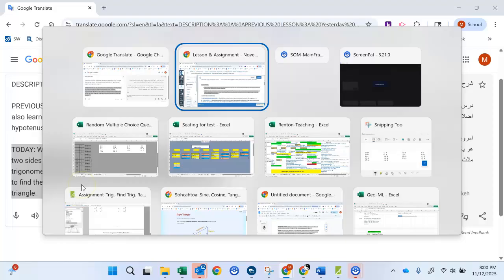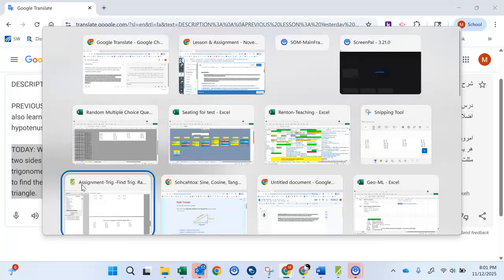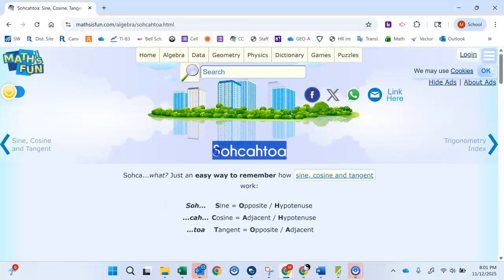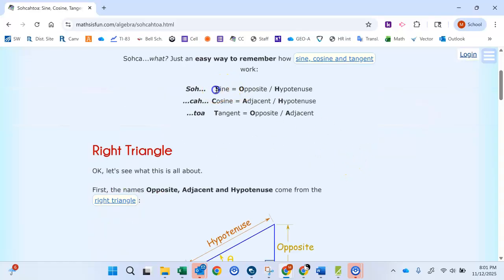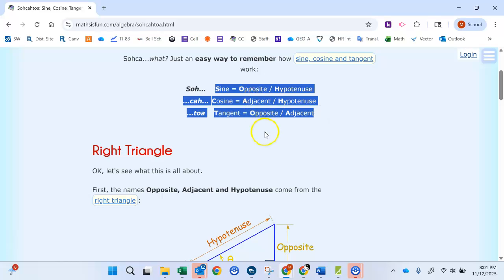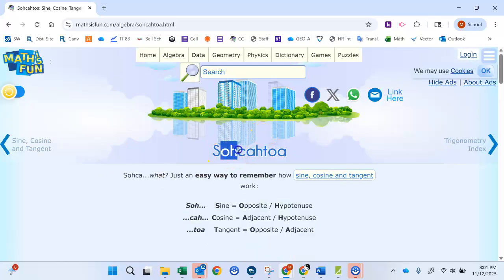So yesterday, I had you look at this site over here, okay? It was SOHCAHTOA. That's what we looked at yesterday, and the assignment was about this. The things to remember are the way the sides are related to trigonometry: sine, cosine, and tangent. Sine is equal to this. And there's a saying: SOH, CAH, TOA. Those are the three things.